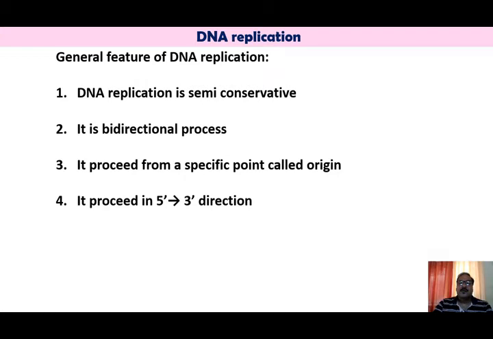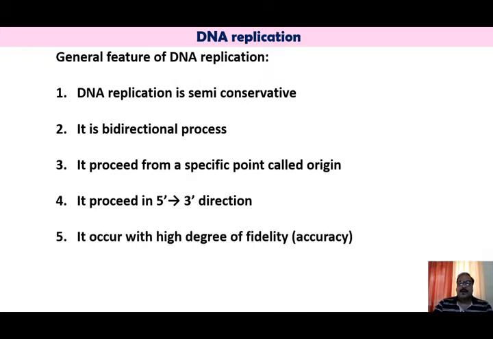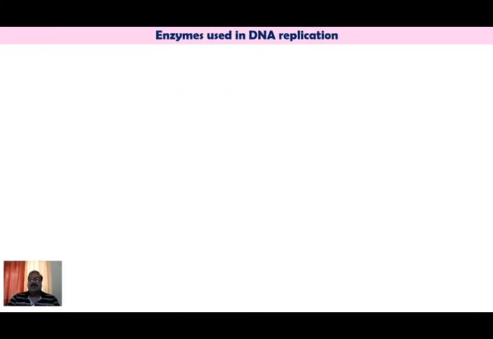The replication of DNA always occurs in the 5' to 3' direction only. And it occurs with a high degree of fidelity, that is, accuracy. And this whole process is a multi-enzymatic process. There are a large number of enzymes involved in the process of replication. Now let us see some of the important enzymes that are used in DNA replication.